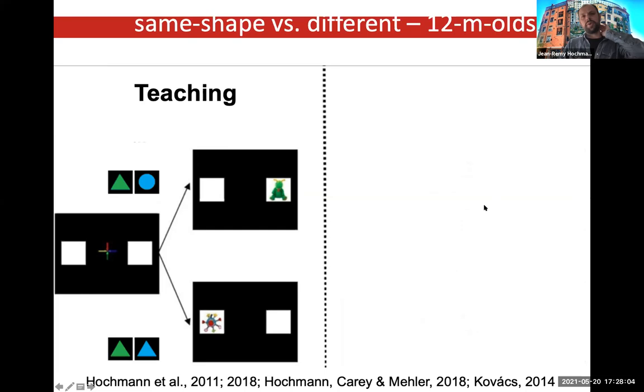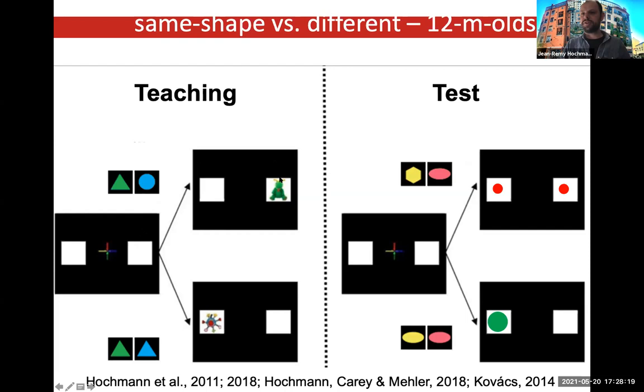With 12-month-olds, we did a slightly more complicated experiment, but the logic is mainly the same. The only difference is that here the color is always changing. So only shape matters, okay? So same shape predicts left, different shapes predict right. And again, we test for generalization. And again, we obtain a success for the rule predicated on same. So infants could learn that same shape predicts left, but they were at chance for different.